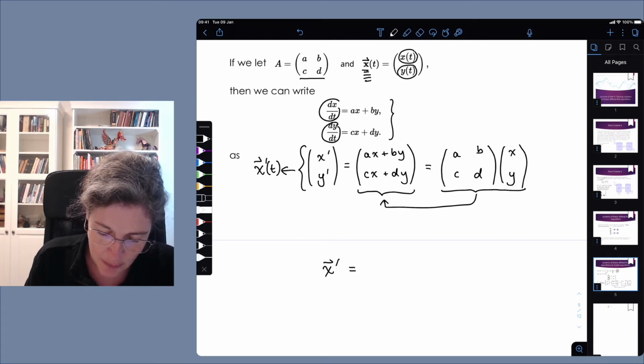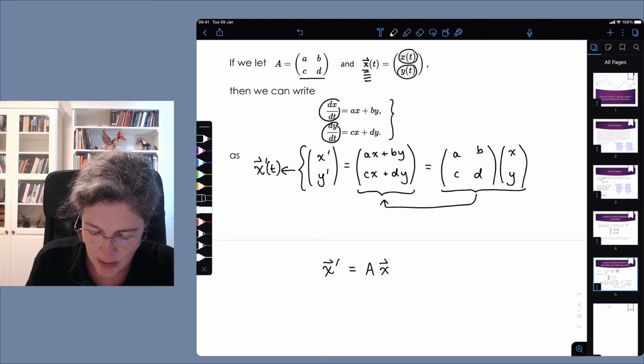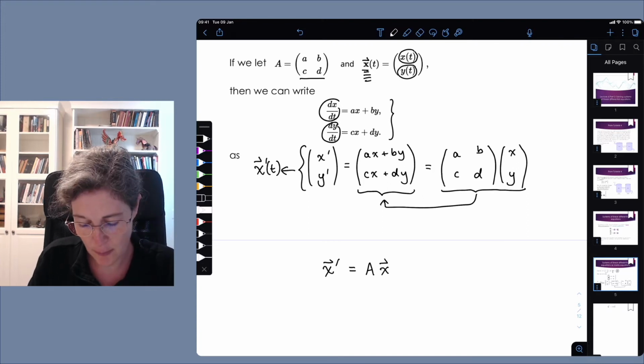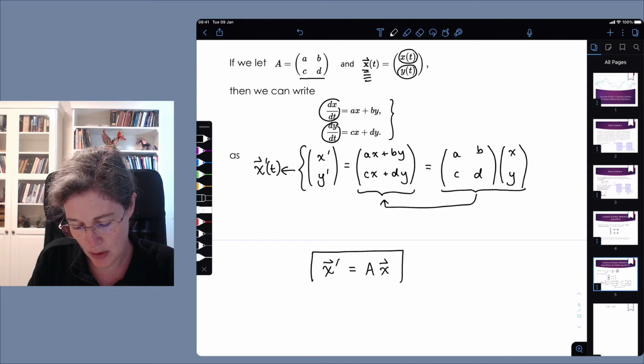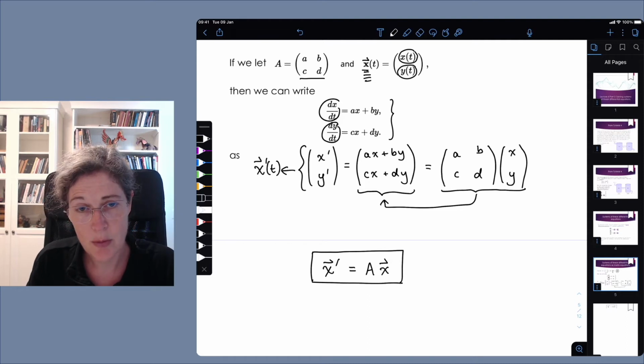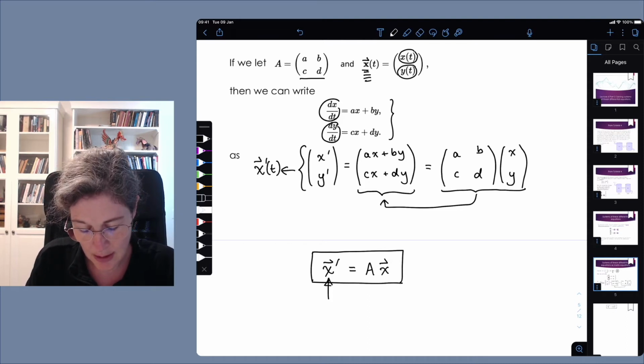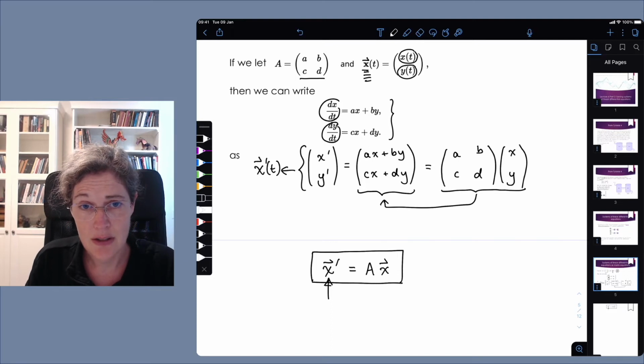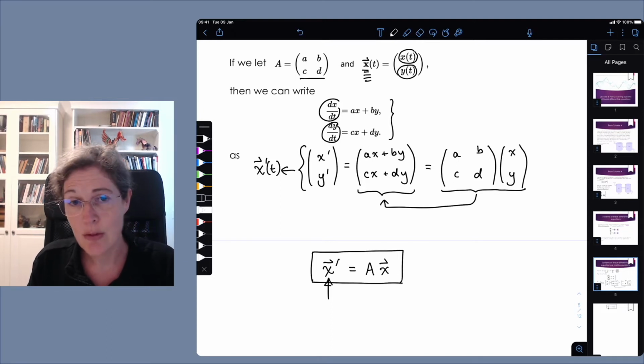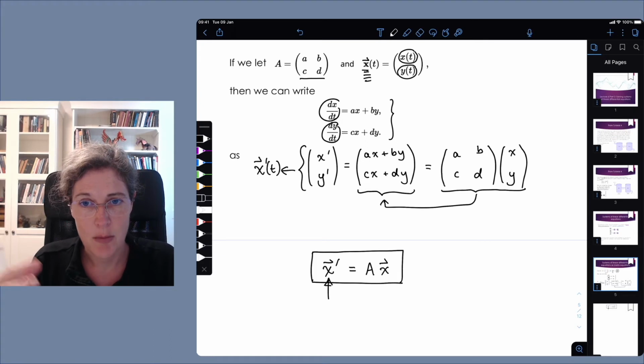Okay, so that's the left-hand side, and now over here I can write this as A times x. And now I have a beautiful matrix equation, not one that we've really seen before because we haven't seen derivatives, but nonetheless, it's an equation, and everything that we've learnt about matrices now applies here.